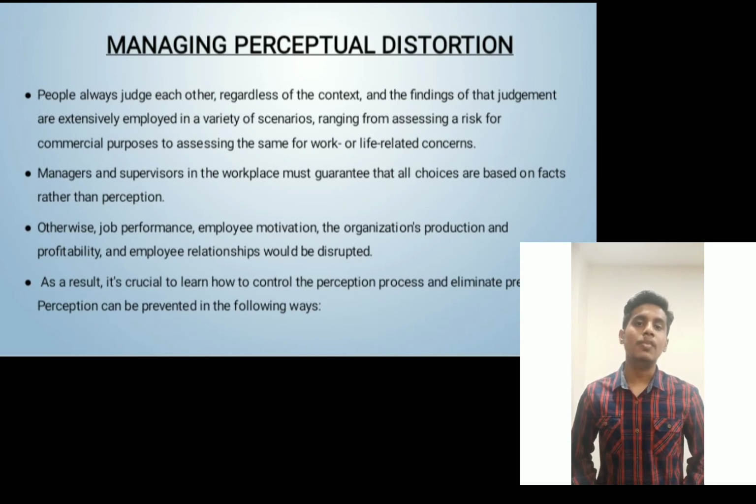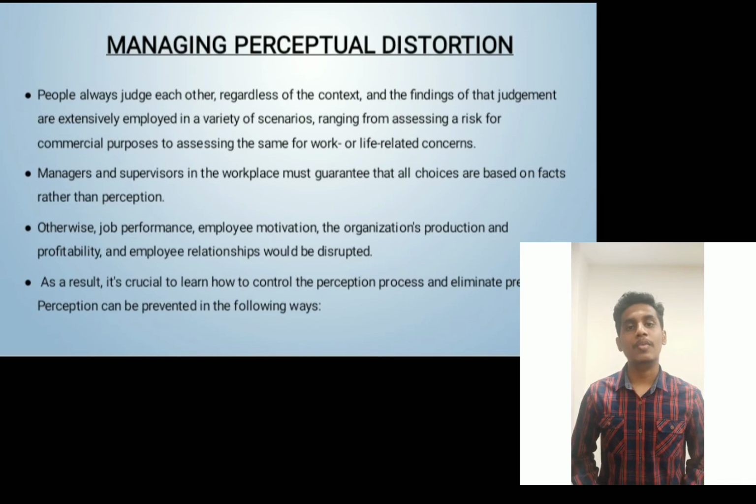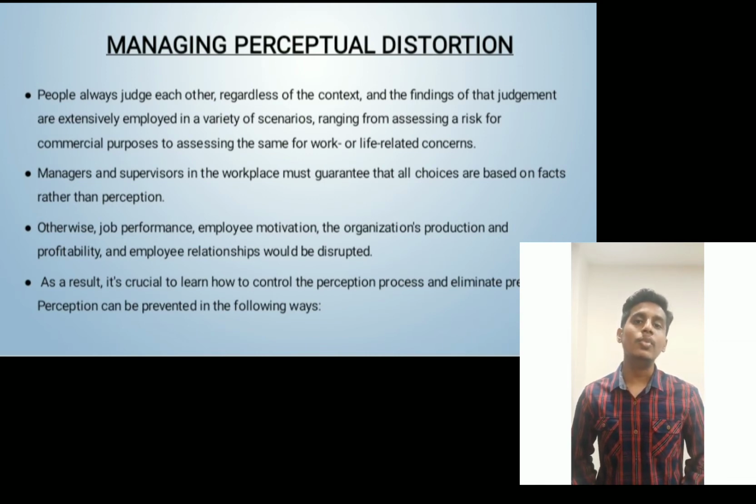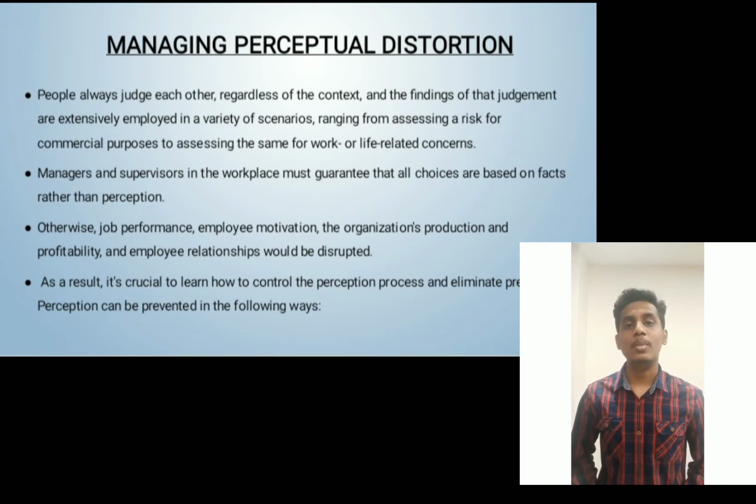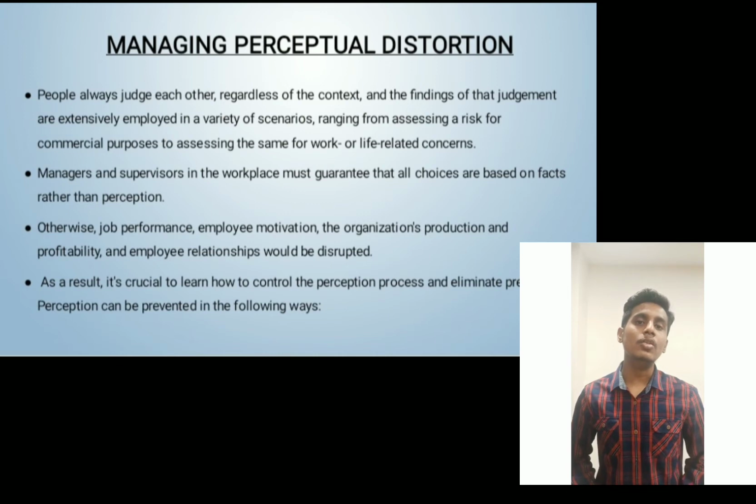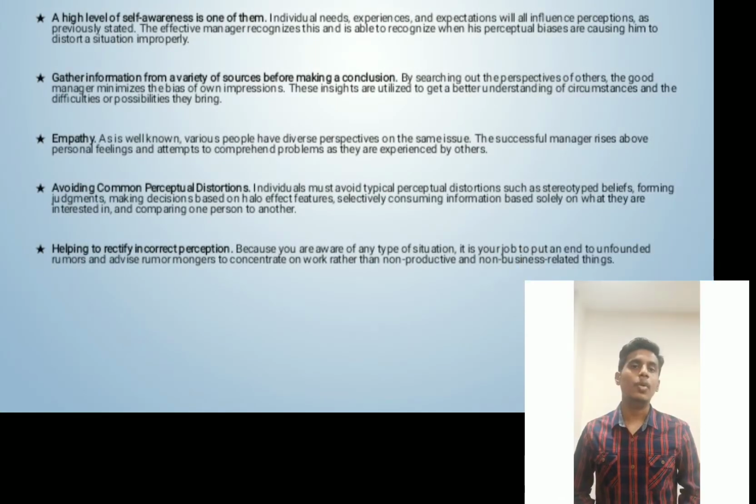Perception distortion may be prevented if one is well informed and seeks knowledge from a variety of sources. One should also exercise empathy and assist in the correction of any incorrect perception that comes to their attention, as well as avoid taking shortcuts while making judgments and assigning meaning. As a result, it's crucial to learn how to control the perception process and eliminate prejudice. Perception distortion can be prevented in many ways. Furthermore, avoiding common perceptual distortions is another example of prevention.